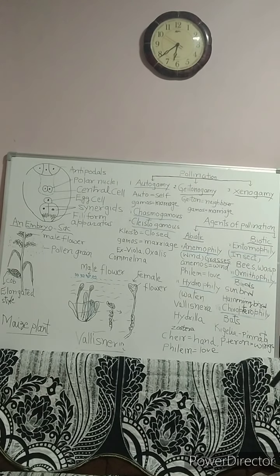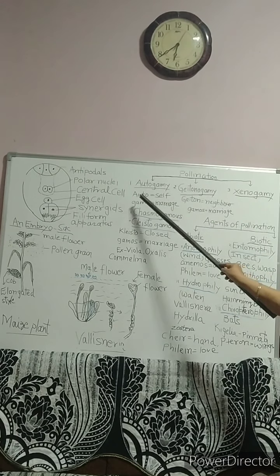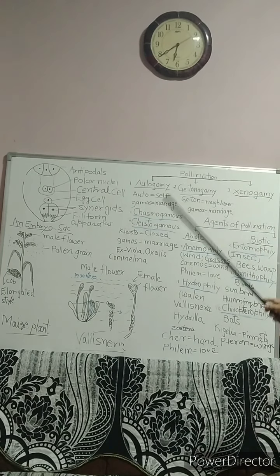Xenogamy is cross pollination of two flowers of two different plants. So these are three types of pollination: autogamy, geitonogamy, and xenogamy. Now you know, in xenogamy or cross pollination, some agents are required to transfer the pollen onto the stigma.